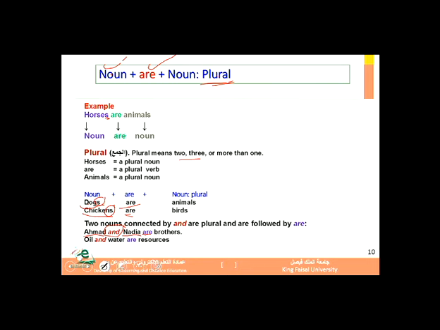Oil and water. So we have one and another one conjoined together, connected together with the word and. And because they are together, they have made a plural noun. And that's why we use the verb to be, or the form of verb to be, which is are. So plural nouns require plural verbs. Singular nouns require singular verbs, and so on and so forth.